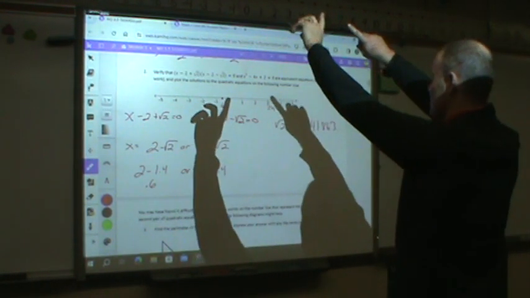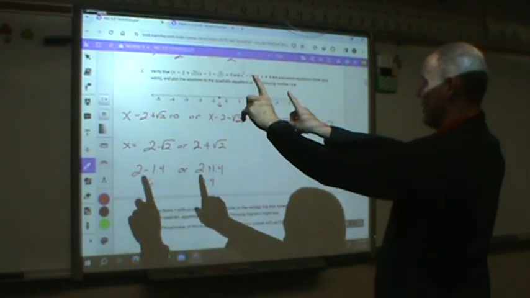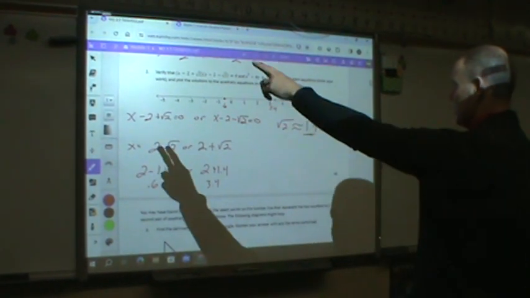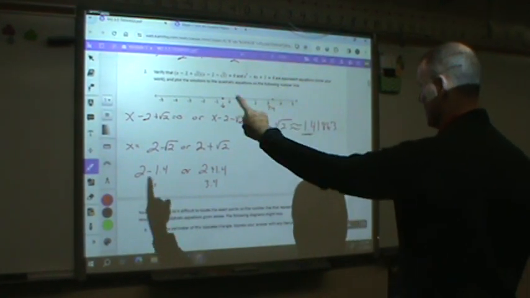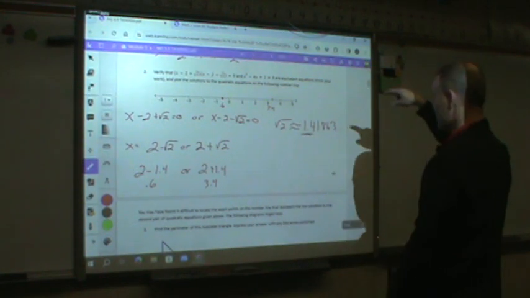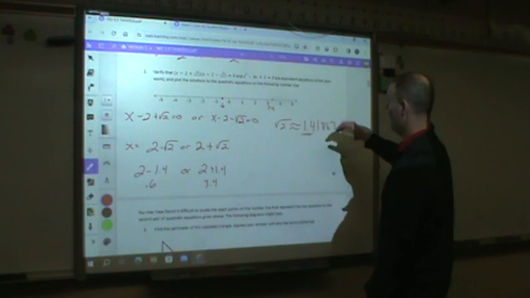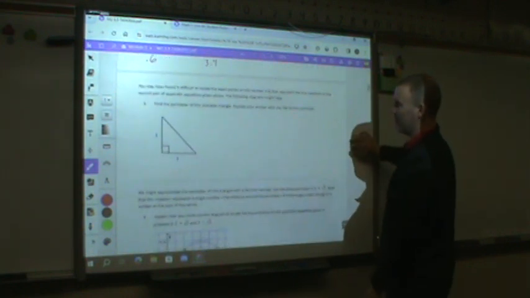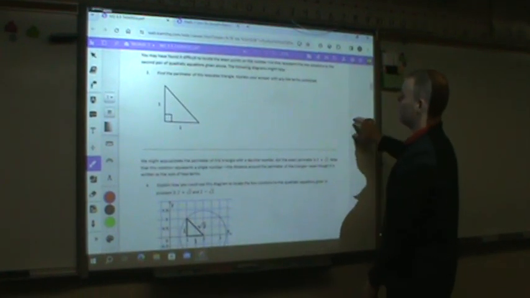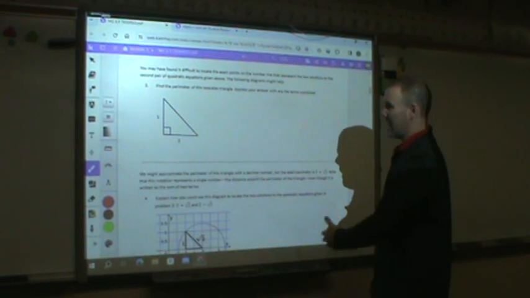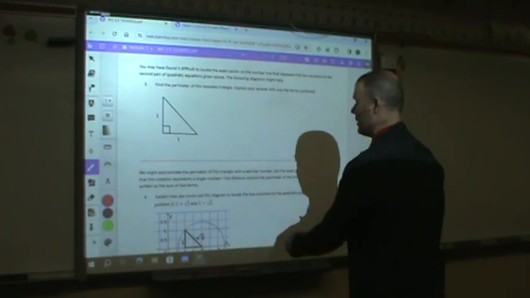Now, I put these up on the number line, but remember, I only approximated them. These are the exact solutions. These are the estimated solutions. The more numbers I use, the more accurate my answer would be. Okay? So that's kind of the gist of that. Now, you might have found it difficult to locate the exact points. Well, yeah, because I couldn't locate them, but I approximated them.